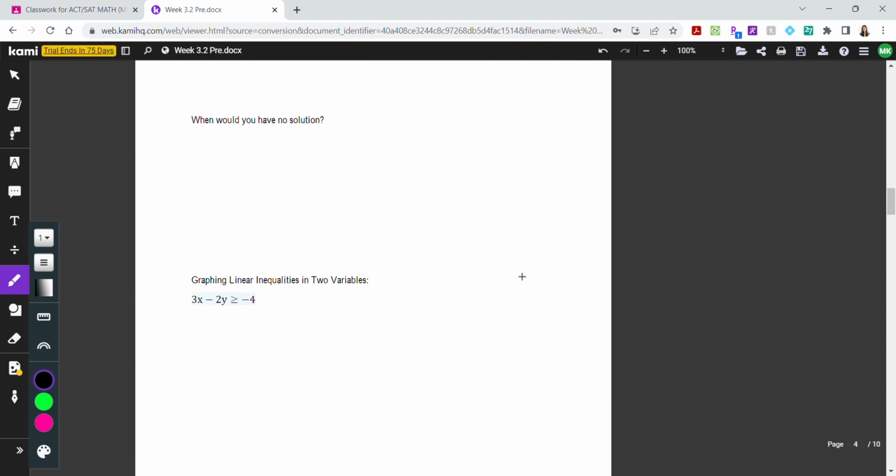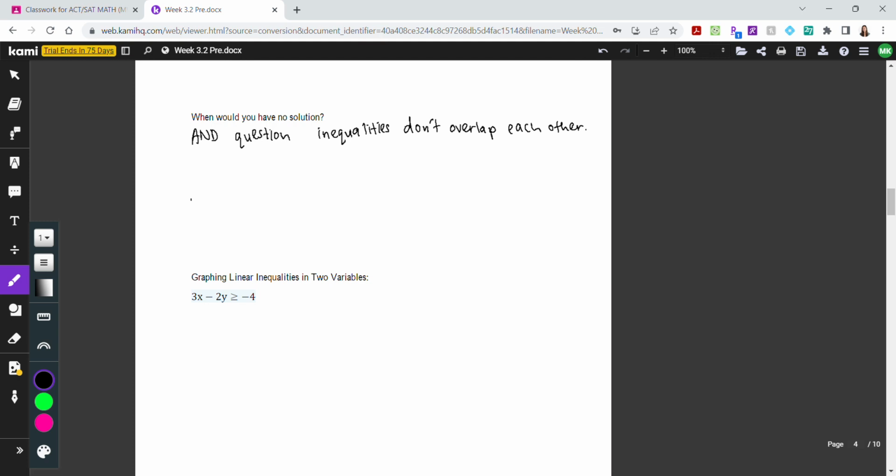All right. Now, there's also the other case where you don't have a solution. And you don't have a solution when it is an and question and the inequalities don't overlap with each other, right? Because remember, with and questions, you need to have the inequalities overlapping with each other to get that solution, all right? So by the time you solve it, you draw the number line, and let's quickly draw this out.